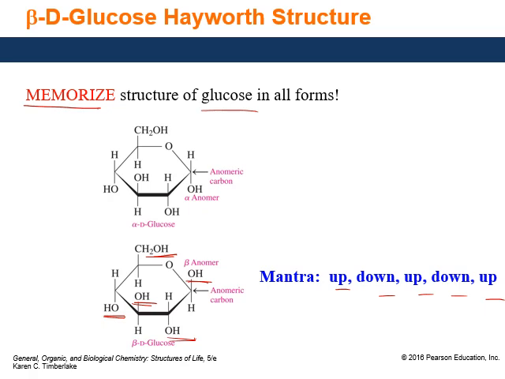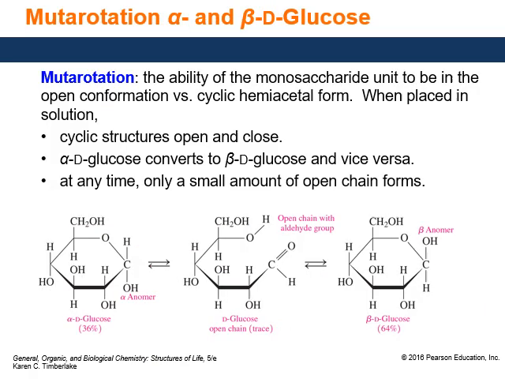And what would be in alpha? If you draw the beta first, alpha would only have one difference, which would be this. Only this OH is going to move, nothing else. So you can see in alpha, instead of having it up, we have this one down, and then everything else is the same. Down, down, up, down, up. Everything else is the same, only difference is these two. Okay. Easy way to memorize is to memorize the beta one. Up, down, up, down, up.